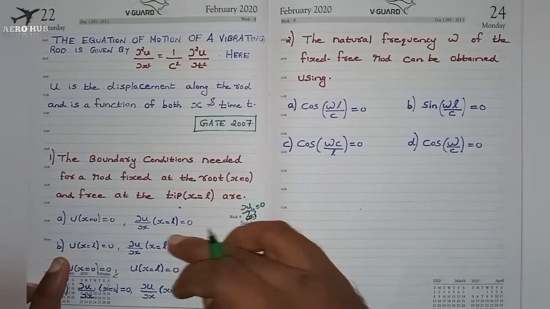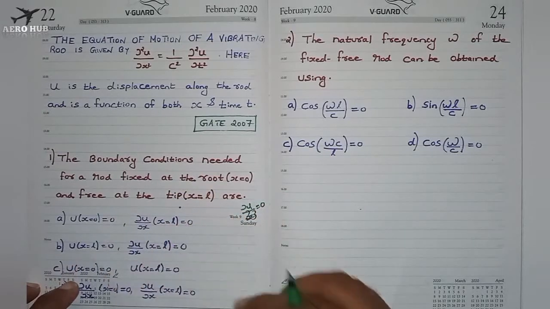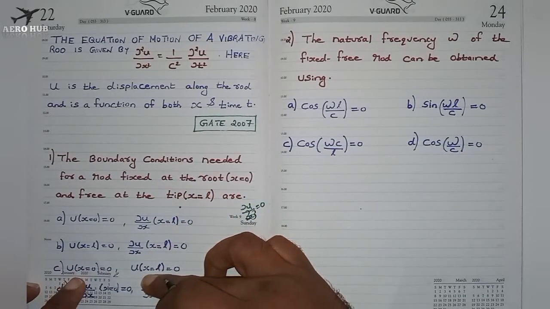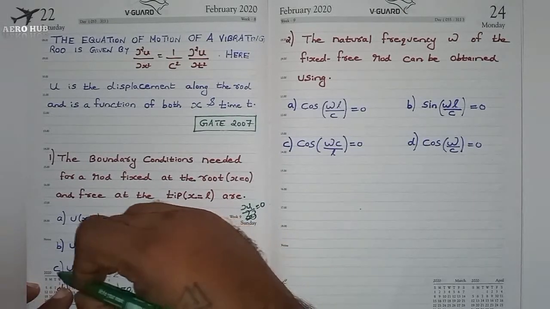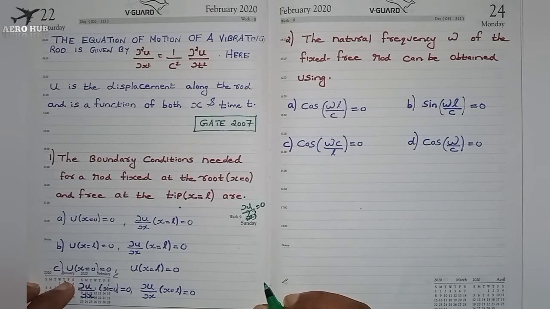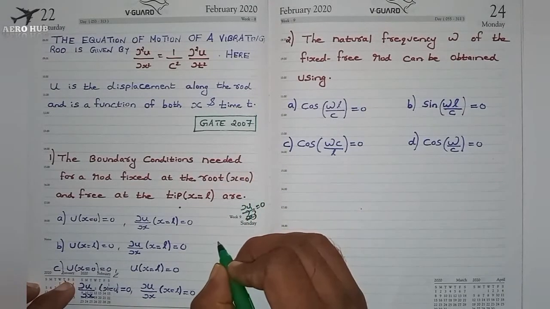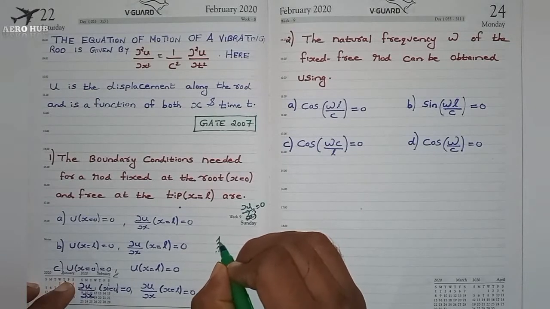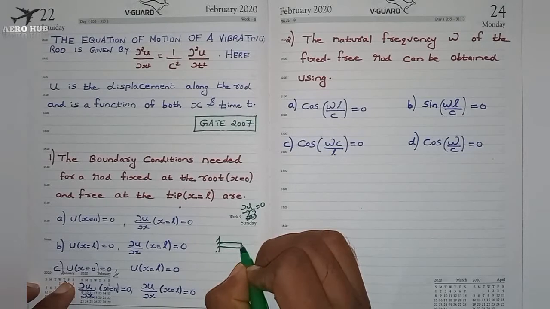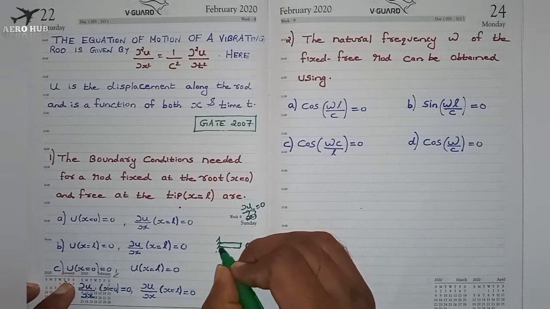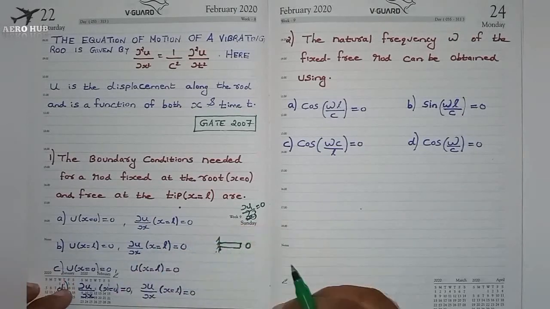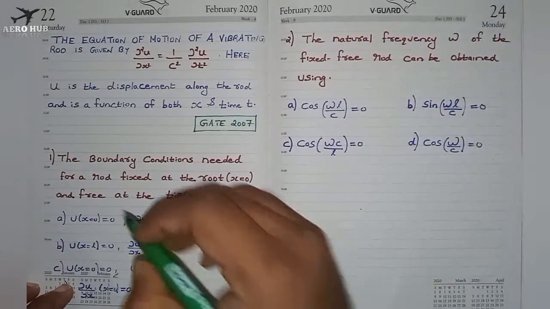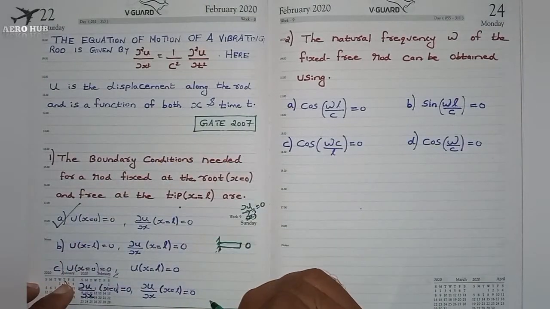If you check between option A and option C, we can see in option C the displacement at the tip is also equal to 0, so this option cannot satisfy the condition. We have a rod in this manner, a rod of circular cross section, and the displacement at the root will be equal to 0 and we will have some amount of displacement at the tip. So option C is also not valid, so the answer is option A.